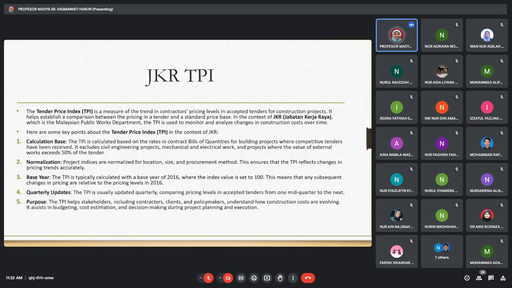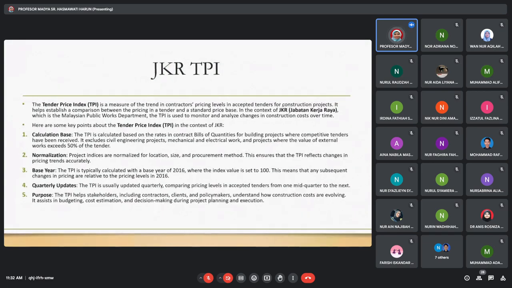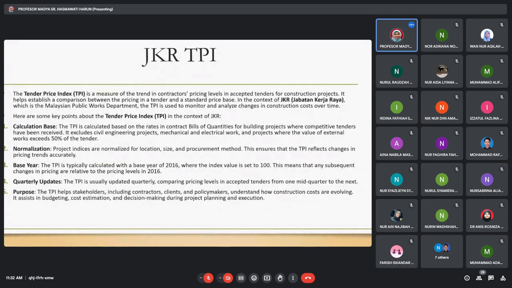Ingat tak saya kata tadi, 2017 kita jadikan standard price base. In the context of JKR, which is Malaysian Public TPI, digunakan untuk monitor the changes of construction cost over time. Ingat tak saya kata tadi? Index measure the cost from one point in time to another point in time. Okay, here are some of the tender price index with regards to JKR.